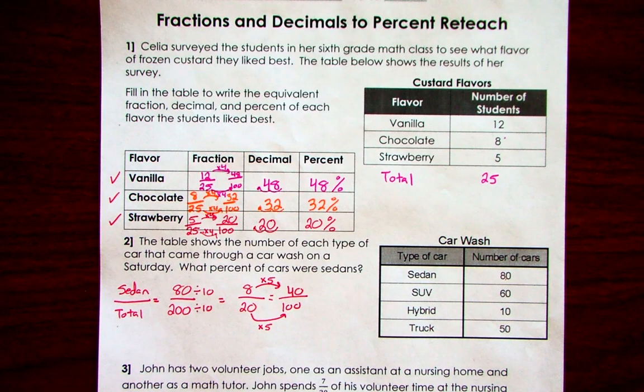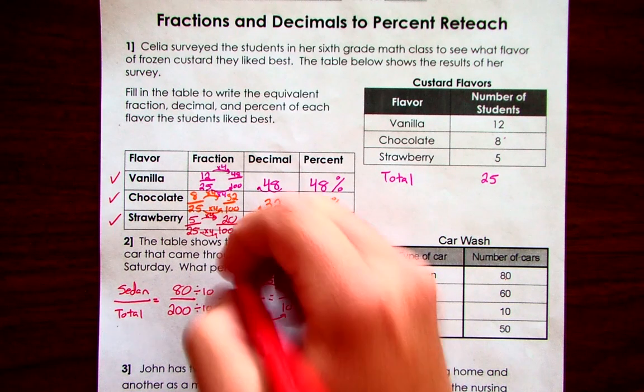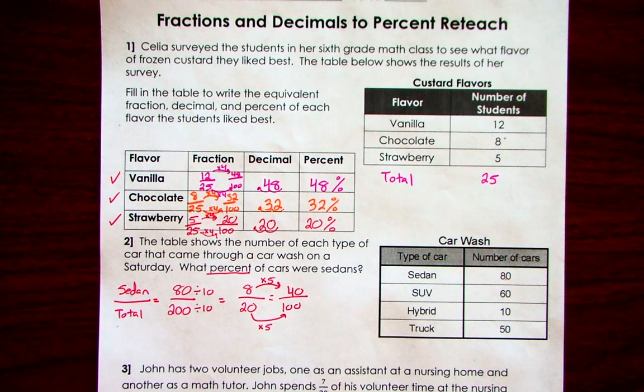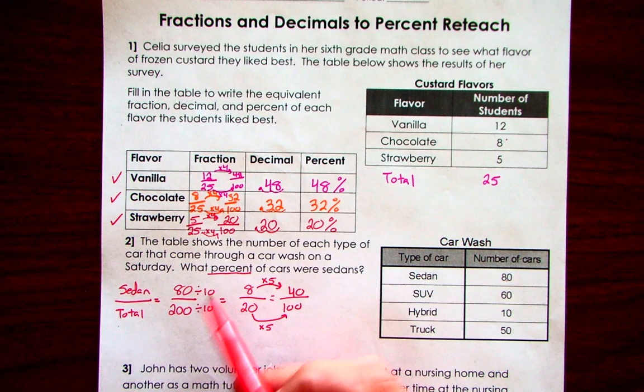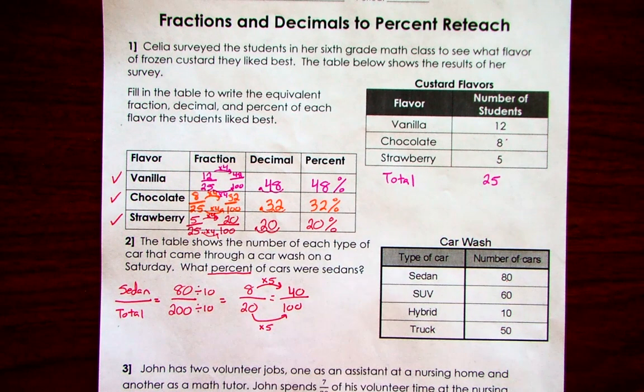Now, the reason I did it over 100 is because percents are always out of 100%. That's why I changed my denominator to 100. Some of y'all are going to say, well, Mr. Nolan, couldn't you have just divided by 2 and get 40 over 100? Yes, you could have. It's the same exact thing.